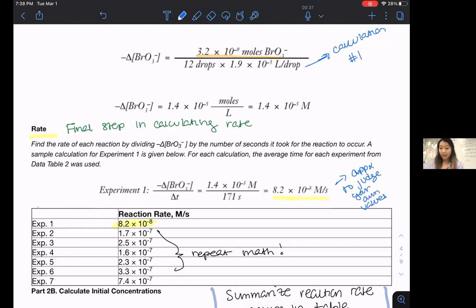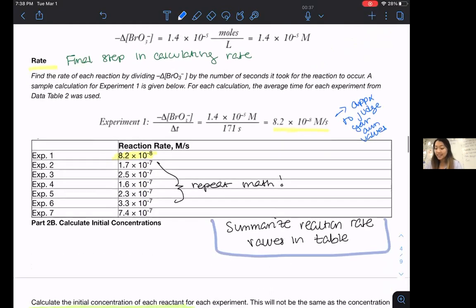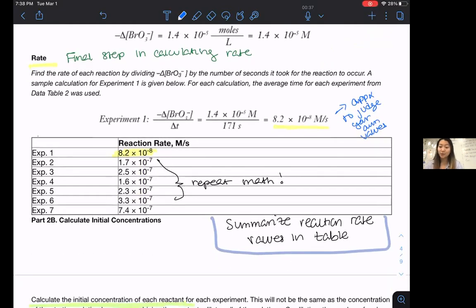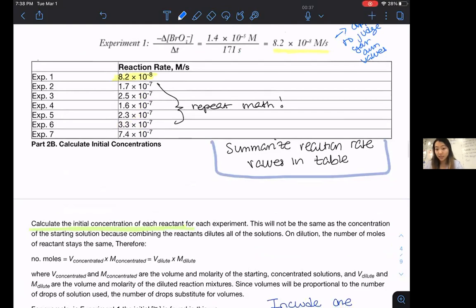Now you can't lie about your data, but you can definitely note to self, hey, if this is super off, there probably was some error, and that you can talk about in your lab. Then you have to do this for every experimental group because we set up 7 different conditions. So you got to repeat that process, but do not show me the math. I only need the math for the first example, just to let me know that you know how to do it. Then you repeat this process, summarize it all in a table. We will be using this table for future calculations.